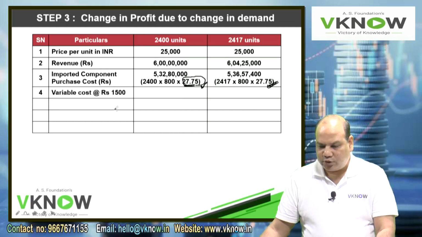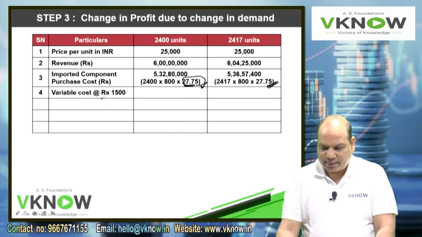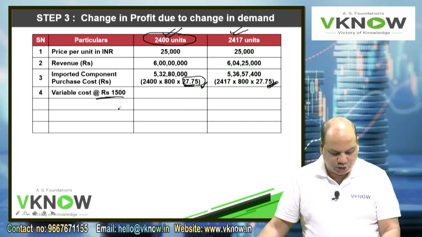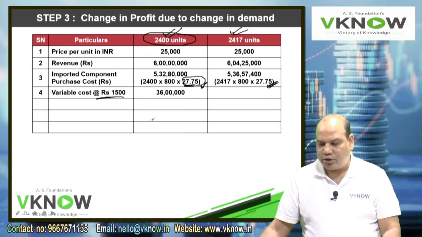Point number 4, write down variable cost at the rate of rupees 1500. Look at the question, first paragraph, variable cost is given as 1500, and quantity is in the column heading. Multiply 2400 into 1500 rupees per unit variable cost: 36 lakh. 2417 into 1500: 36 lakh 25,500.